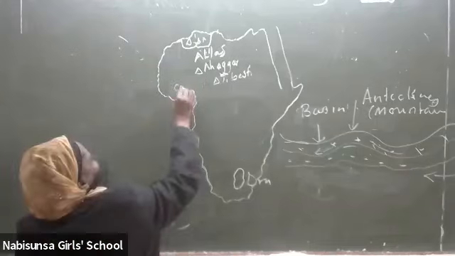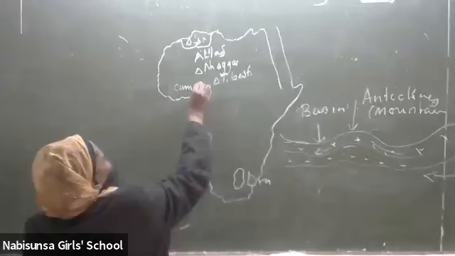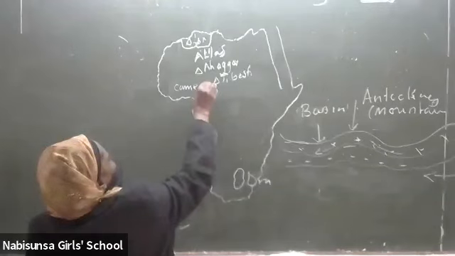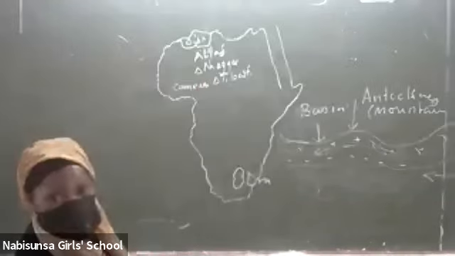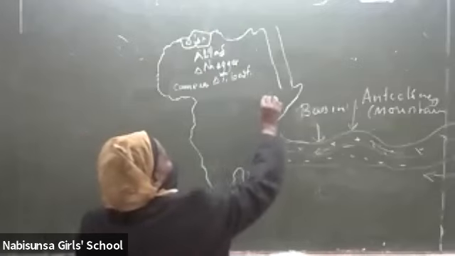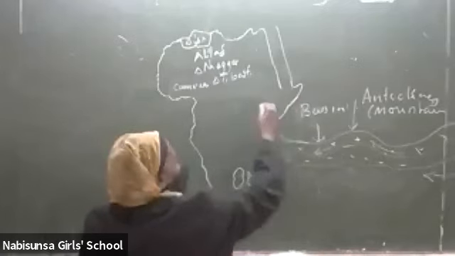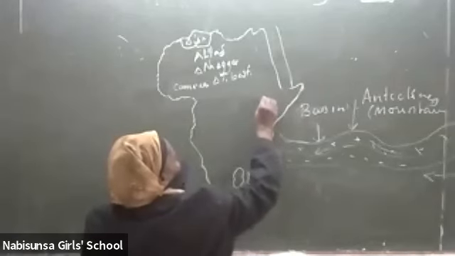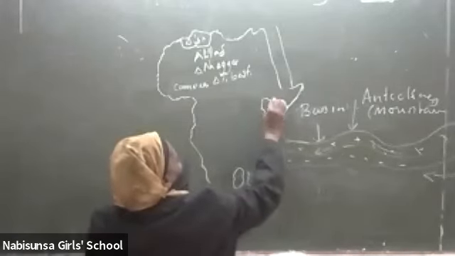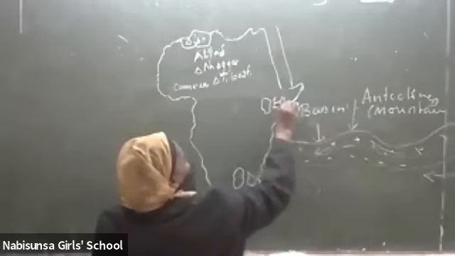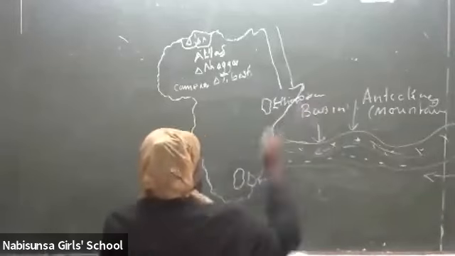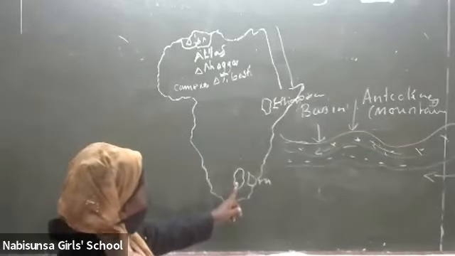Then we have Tibesti Highlands. We have the Ethiopian Highlands. Where are they? We have our map here. They are there maybe. These are the Ethiopian Highlands.